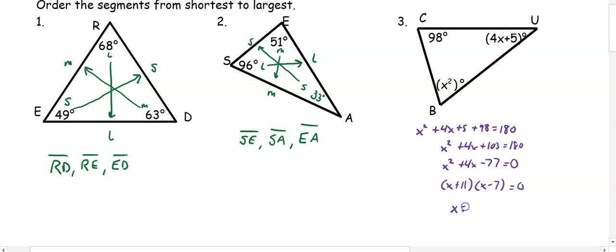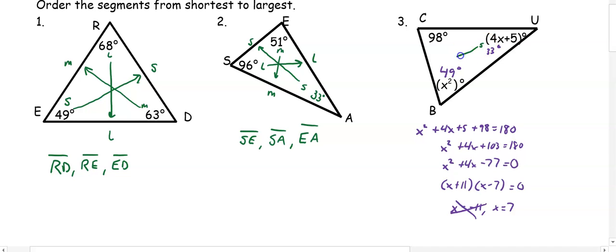When we switch our signs, x is going to be negative 11 or 7. Now, in this case, we're not going to use negative 11 because that would make this angle negative. So when I plug in 7, I get angles of 49 degrees, because 7 squared, and then I have 4 times 7 plus 5, which is 33 degrees. Now that I know all three of my angle measures, I can place my segments in order.